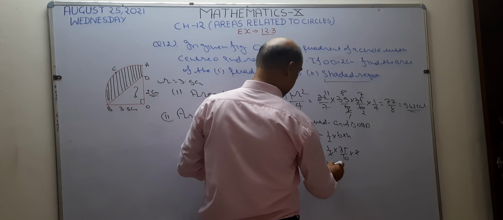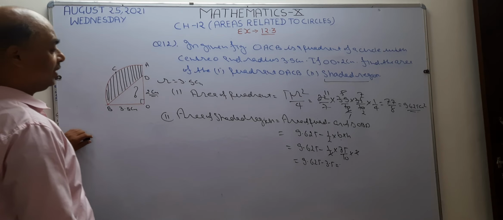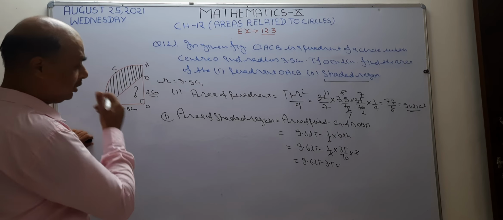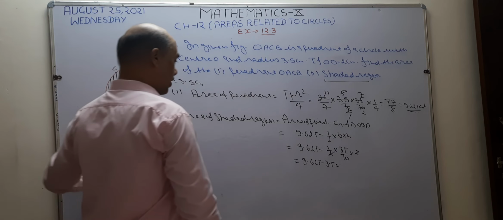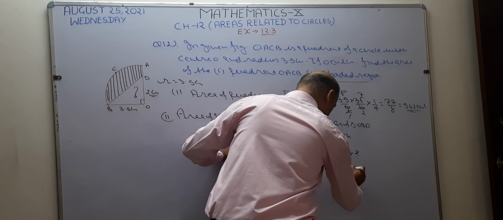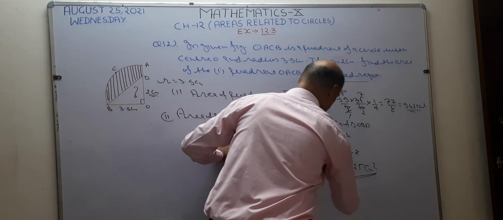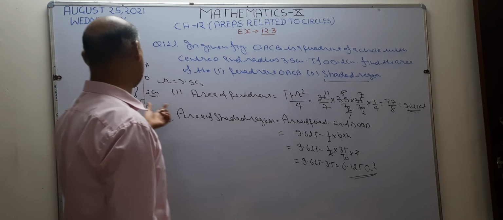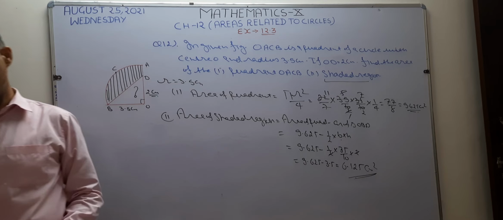3.5. Now subtract 3.5 from 9.625. When you subtract this 3.5, the answer becomes 6.125 centimeter square. So this is the answer for the area of the shaded region, and this is the area of the quadrant. Okay, a simple question is this.